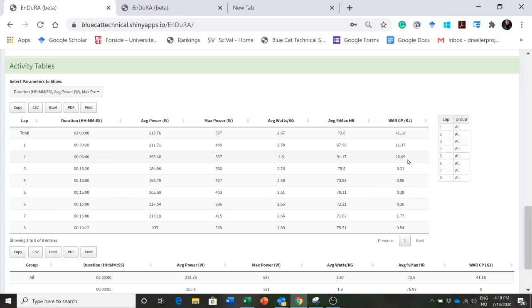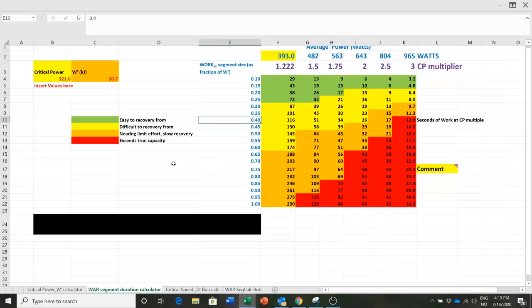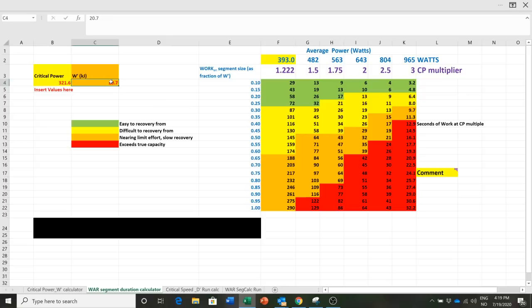Okay, so now if we go back to the critical power calculator, I'm going to change this to 26. And then what do you get? Lo and behold, it predicts that I should be able to hold that power 364 seconds. That's 6 minutes and 4 seconds. So now everything comes together. This fits with this 6-minute duration, and that's right in the middle of the window of validity for the critical power model.